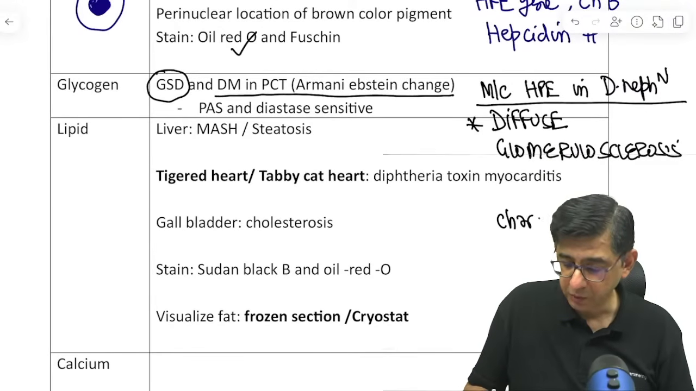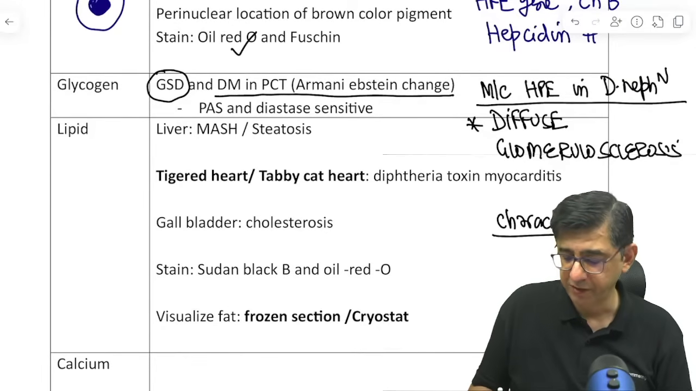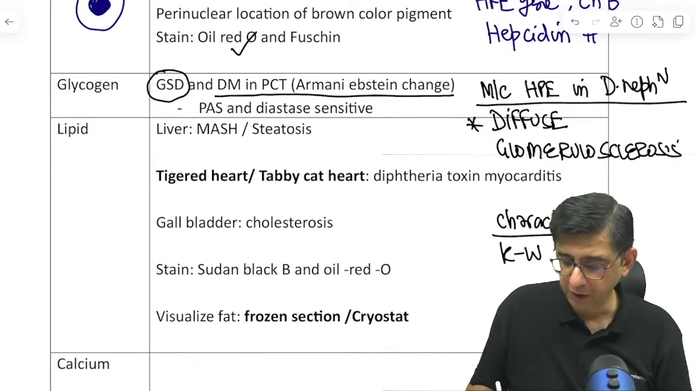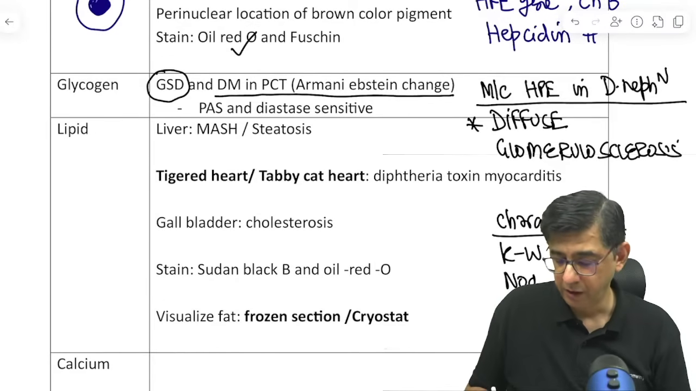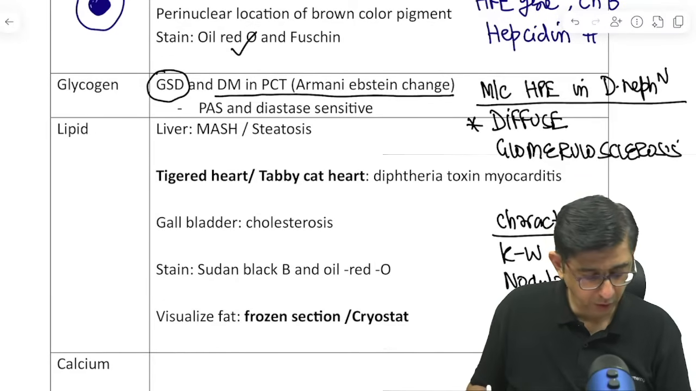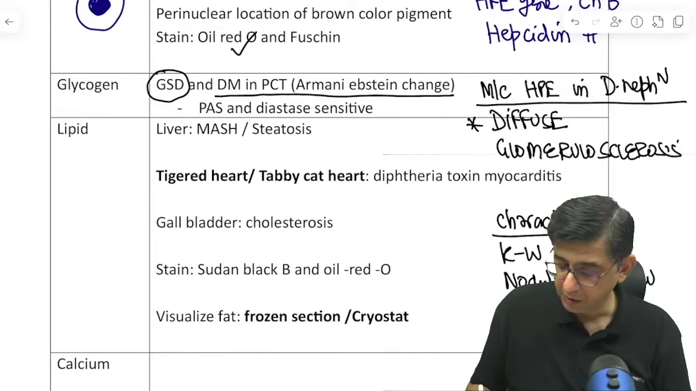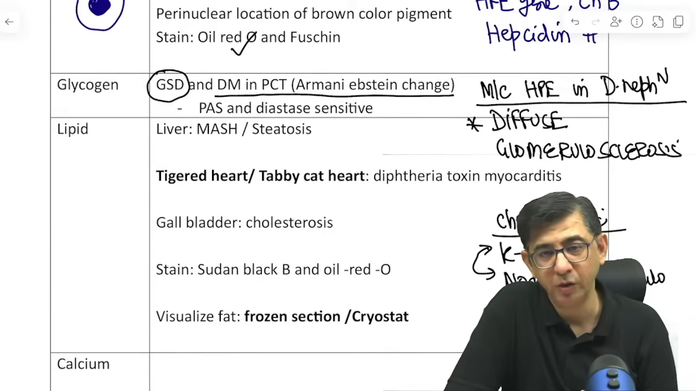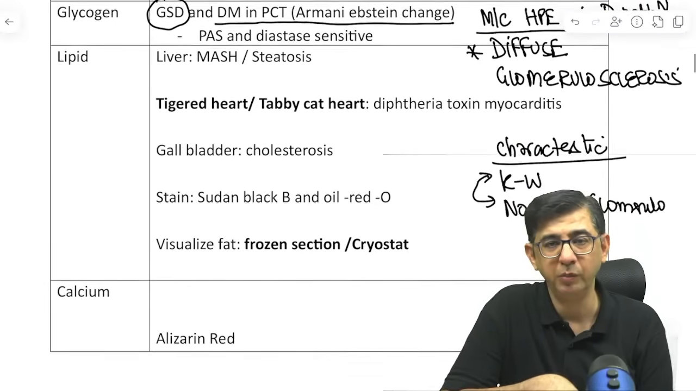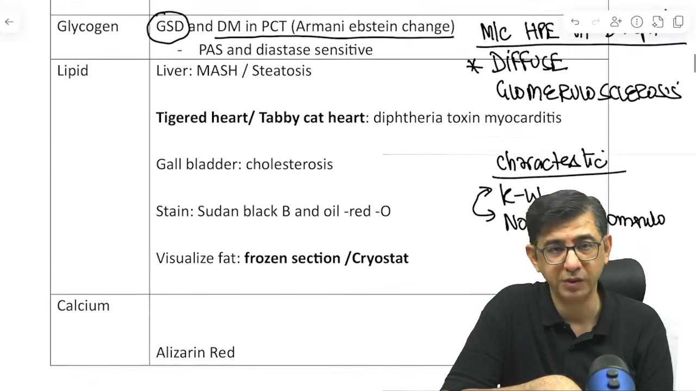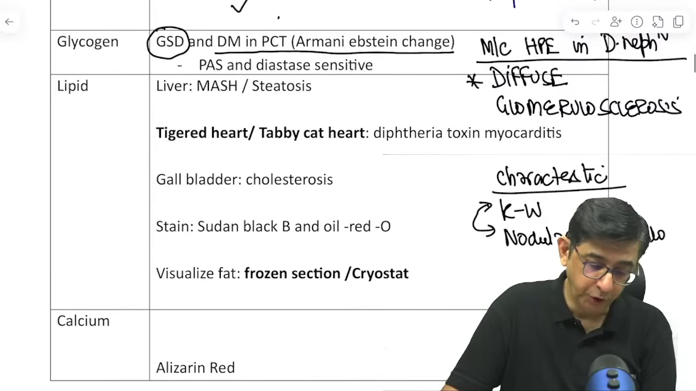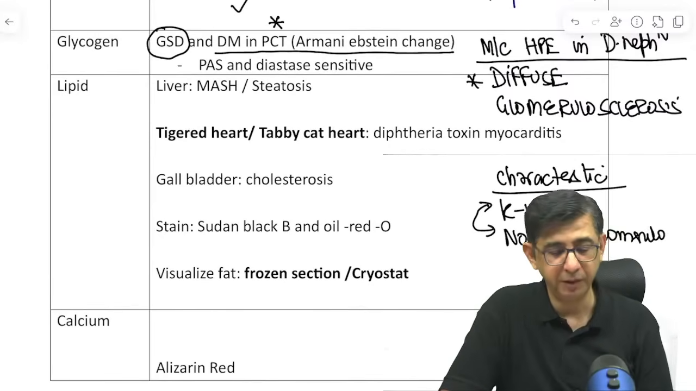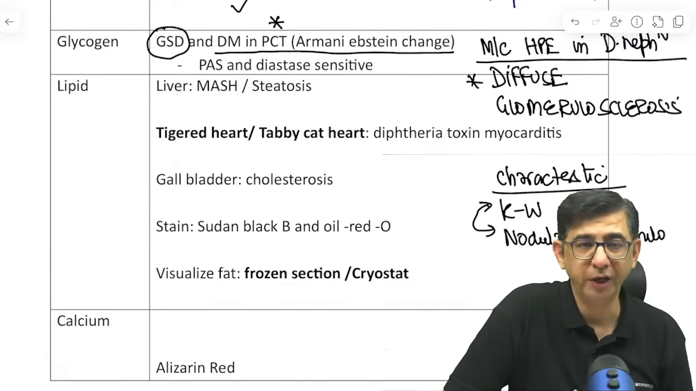If I change it to characteristic manifestation, then your answer would be Kimmelstiel-Wilson, which is also called nodular glomerulosclerosis. It is the same thing, whether you say Kimmelstiel-Wilson change or nodular glomerulosclerosis, they mean the same, but the commonest one is diffuse glomerulosclerosis. The change in the tubule is called Armanni-Epstein. Then we'll talk about lipids.